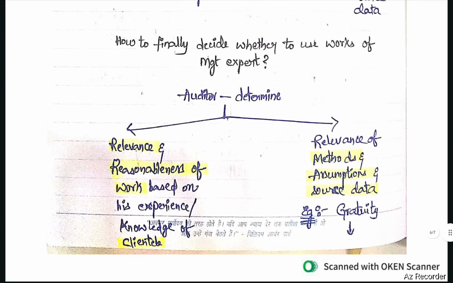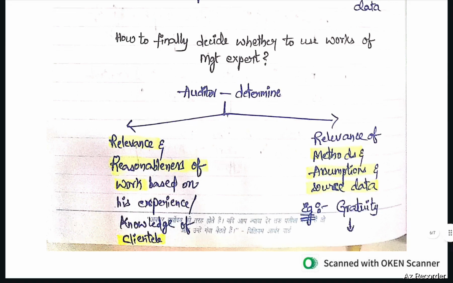How to finally decide whether to use work of management expert. Auditor should determine relevance and reasonableness of the work based on his experience or knowledge of the clientele. Relevance of methods and assumptions and source data.